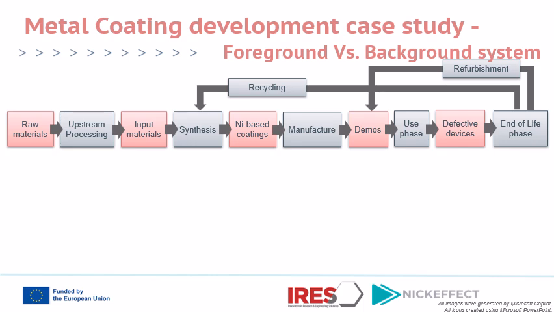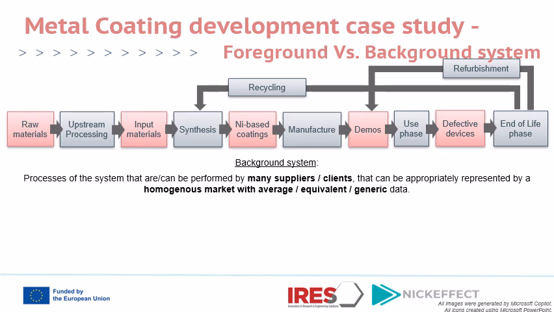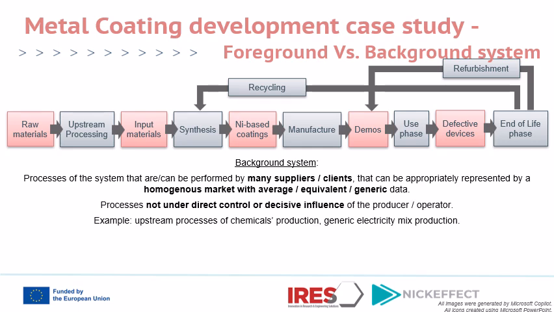I will now discuss a bit more about the foreground and the background system of an LCA study. So the background system includes all the processes within the system boundaries that can be performed by many suppliers and clients. So they don't need to be specific to a certain supplier or client. We can use homogeneous market average data or generic data from internet resources to simulate those processes. It also includes processes that are not under the direct control or the decisive influence of the producer or operator of the process, or product we are investigating.